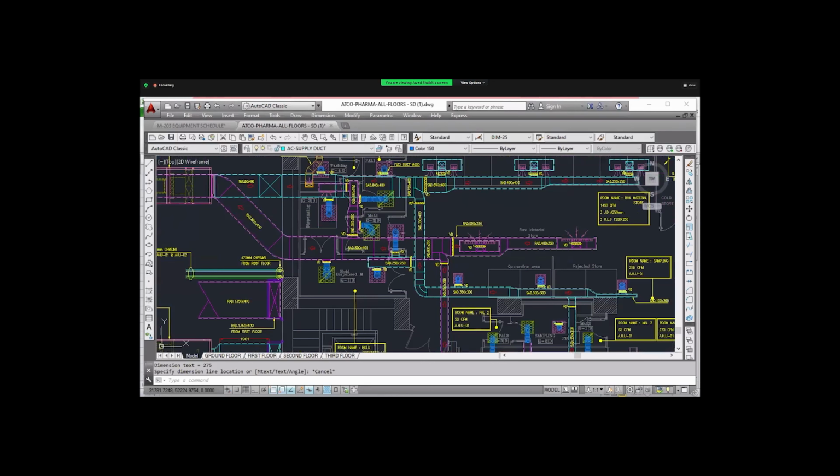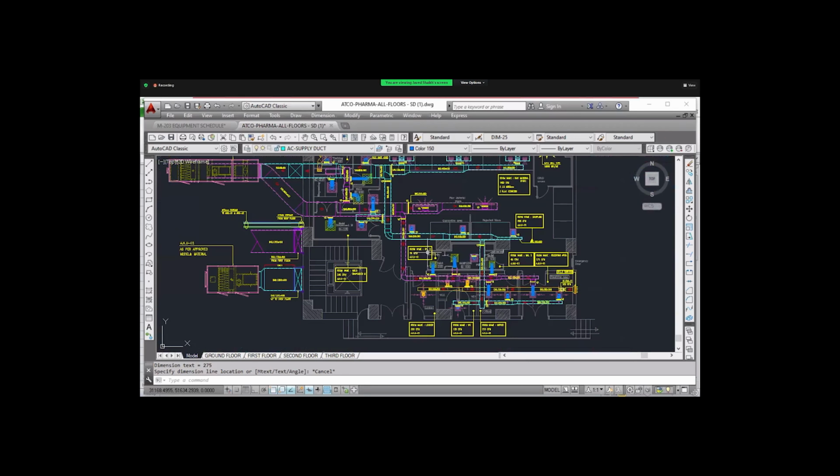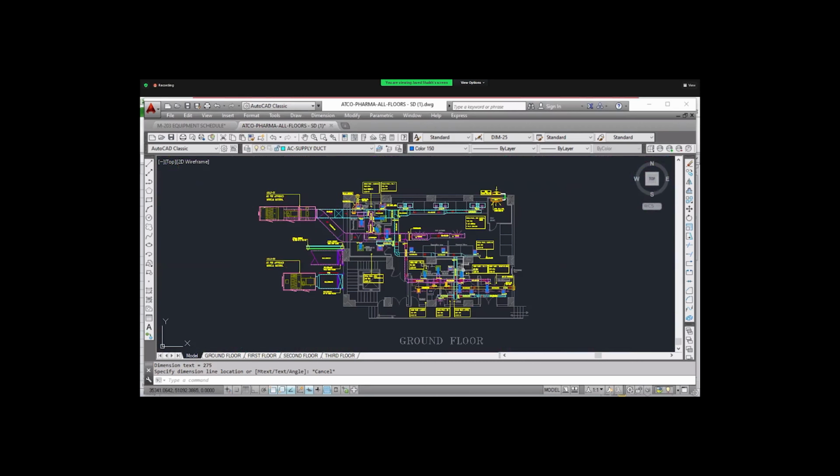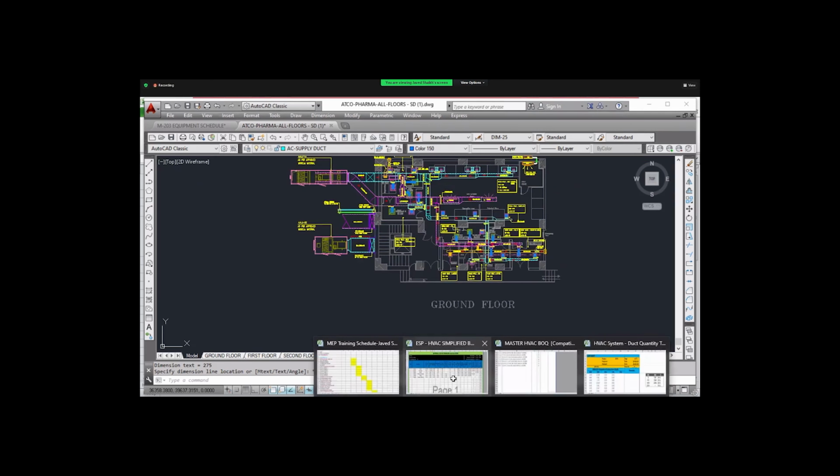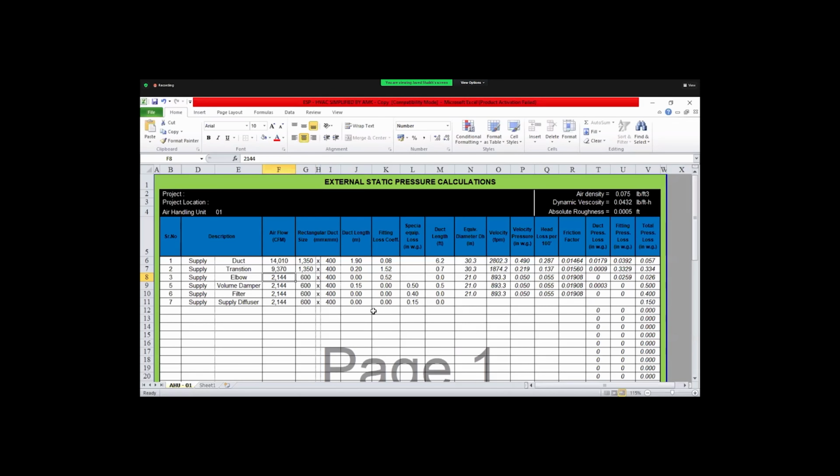So like this. Already we have passed our 10 o'clock, it is done. So we will continue tomorrow for our static pressure calculation. We will continue with the external static part tomorrow. So we will stop here today. Okay, let's stop.